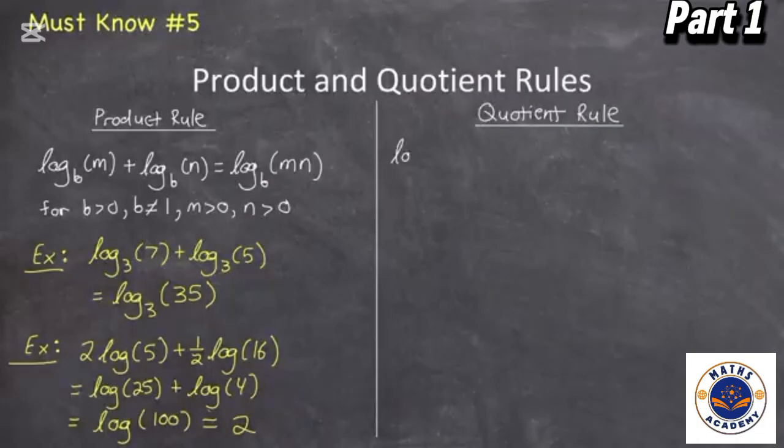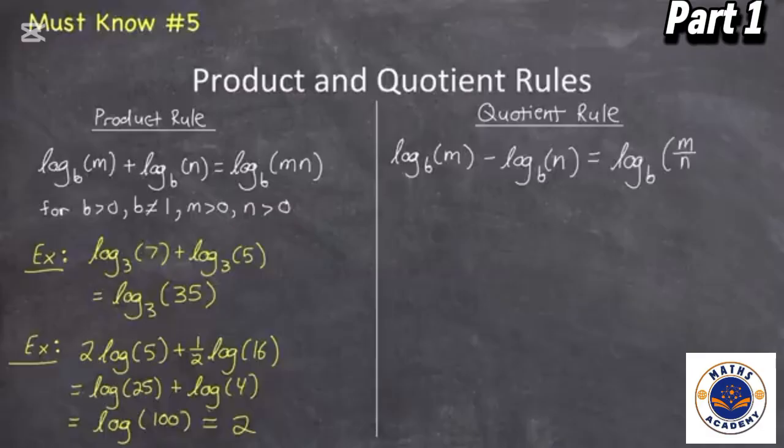The quotient rule states that if you have two logarithms being subtracted, so log base b of m minus log base b of n, as long as the bases of those logarithms are the same, we could rewrite those two as a single logarithm with that same base by dividing the arguments. So m divided by n. And once again, this rule can only be used as long as the base of the logarithm is bigger than 0, not equal to 1, and the arguments of both of the logs are bigger than 0.